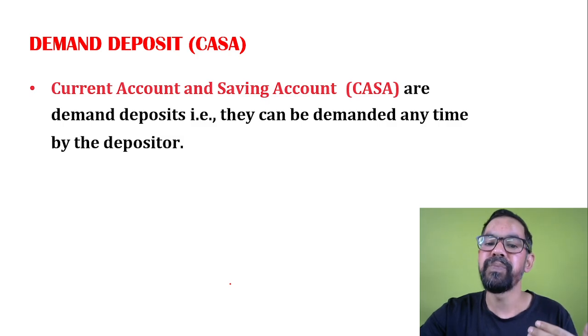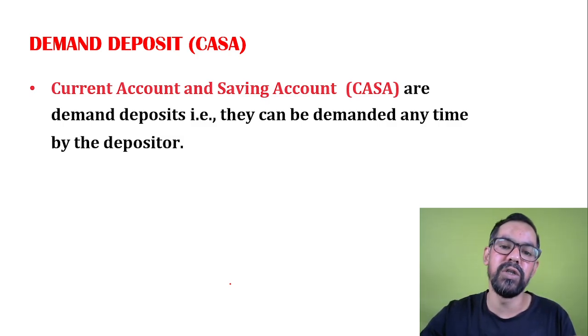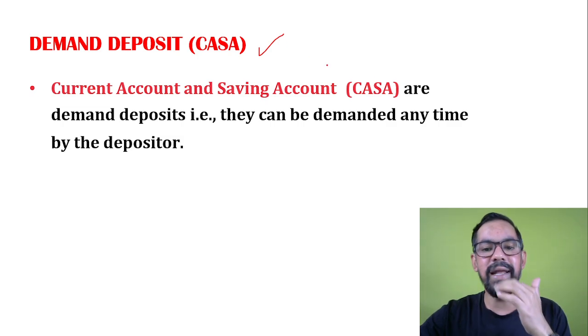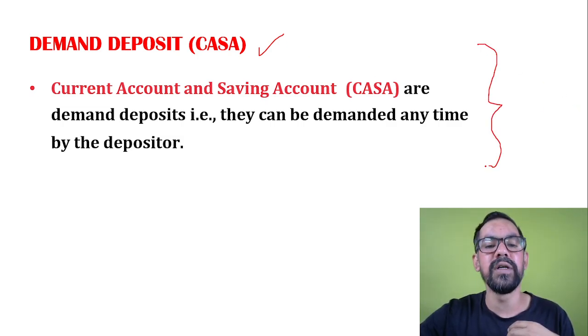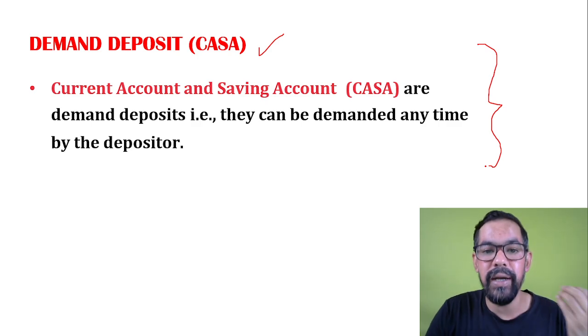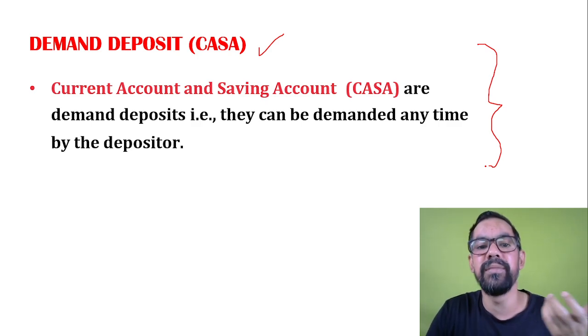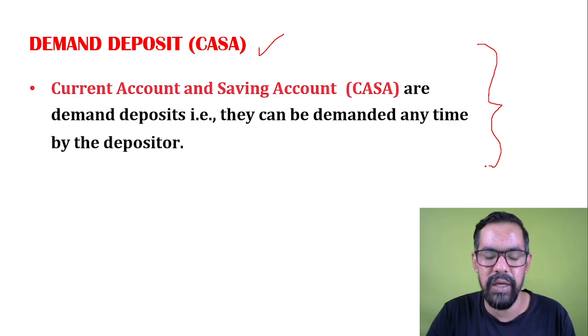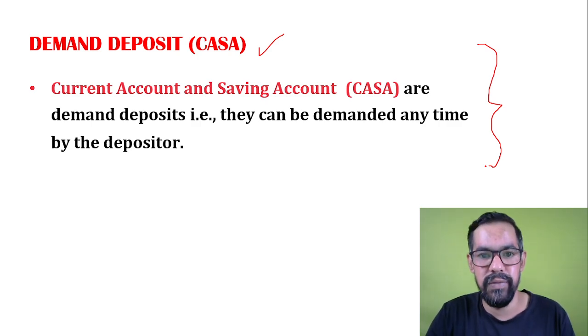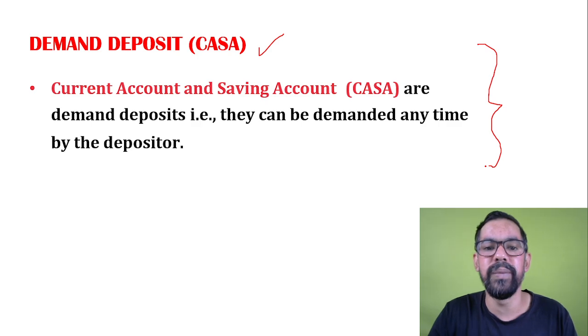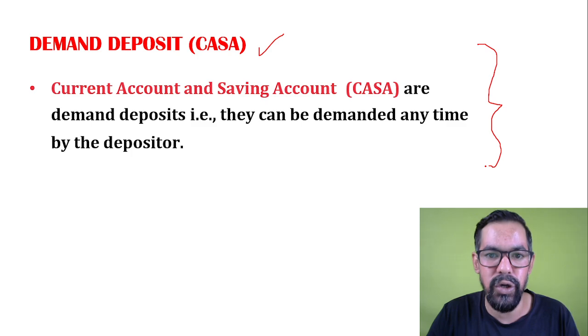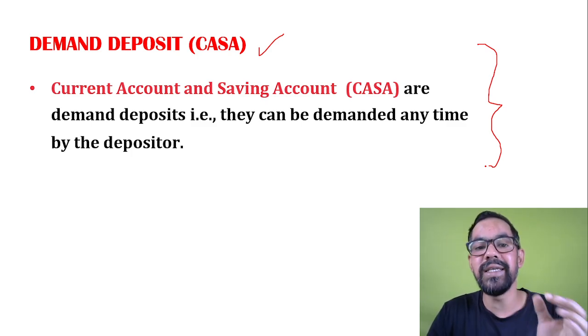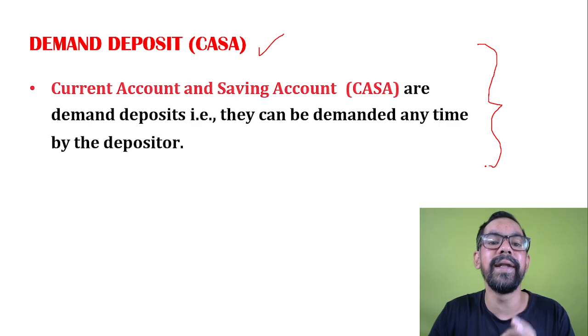Now, as I told you, CASA deposits are also known as demand deposits. Why are these deposits known as demand deposits? Because these deposits can be demanded by the customer anytime. Let's say you are running some business, you have 10 crore rupees in your account, so you may need that particular money anytime. Okay, so whenever you require that money, you'll make a withdrawal request. You have 50,000 rupees in your saving account, so whenever you require that money, you will make a withdrawal request. Okay, so that's why these deposits can be demanded anytime by the customer.